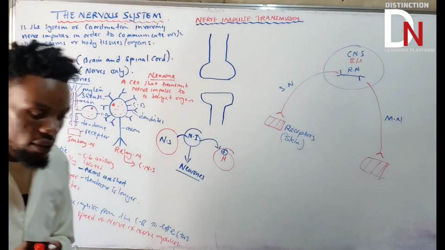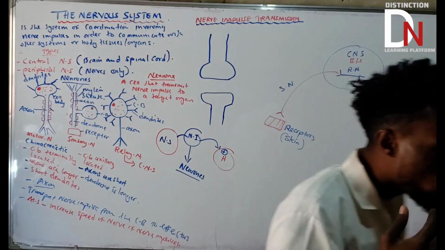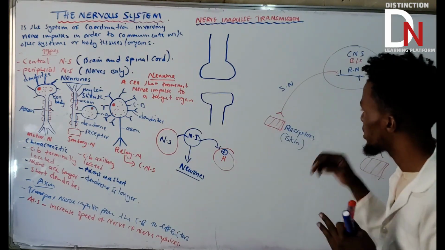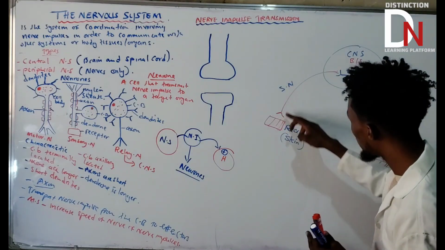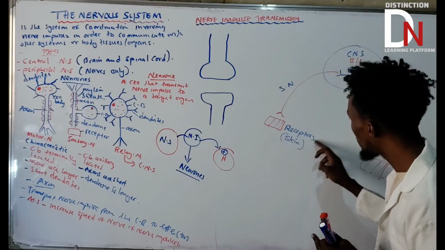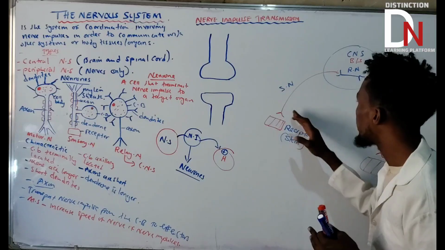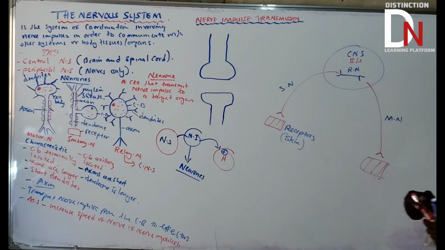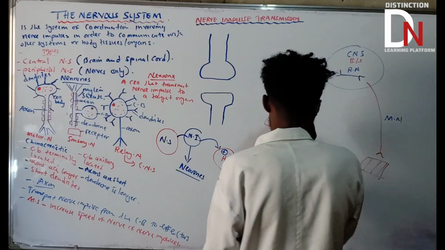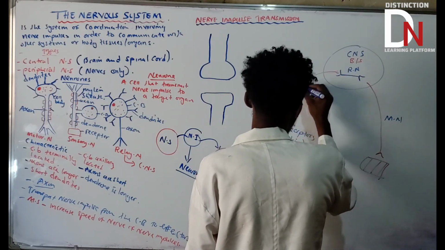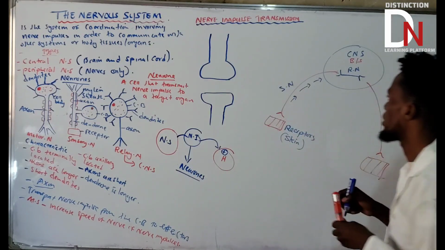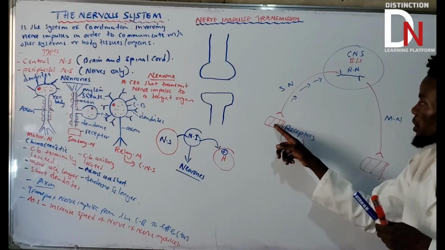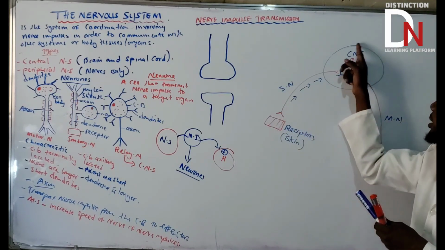So what is the function of the sensory neuron? What you can say is this: the sensory neuron gets information from the receptors and takes that information to the central nervous system. That is the function. So we put the arrow here. As you can see, it gets information from the receptors and takes it to the central nervous system.